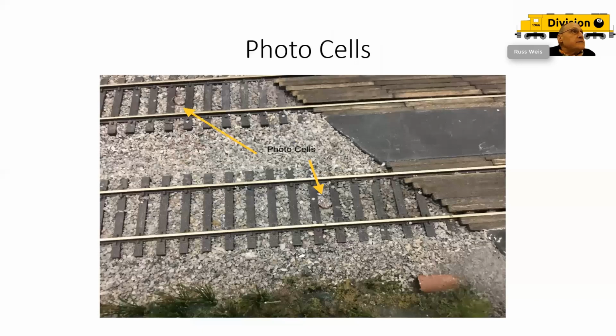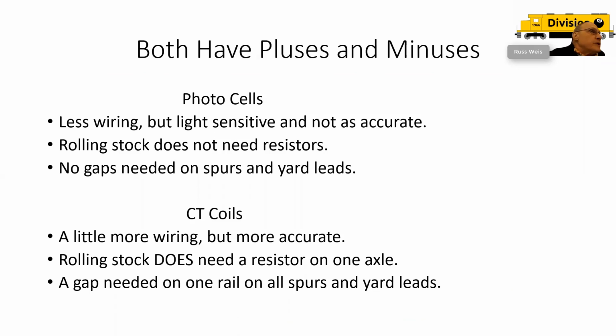The other is your photocells. And we'll find out in just a minute, both have pluses and minuses. These are the photocells that you might see just to the right there; there is my grade crossing. And I do have the signal animators and the photocells for that. But both of them do have their pluses and minuses. The photocells: less wiring, but not as accurate.